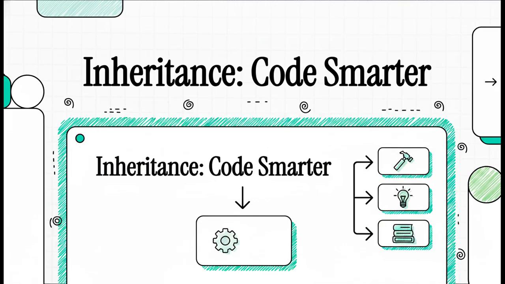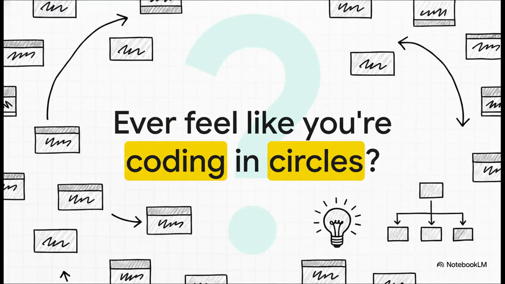All right, let's jump right in. We're about to unpack one of the most powerful ideas in all of programming. It's a concept that lets you write cleaner, more efficient code by, well, truly working smarter and not harder. We're talking about inheritance. You know that feeling, right?